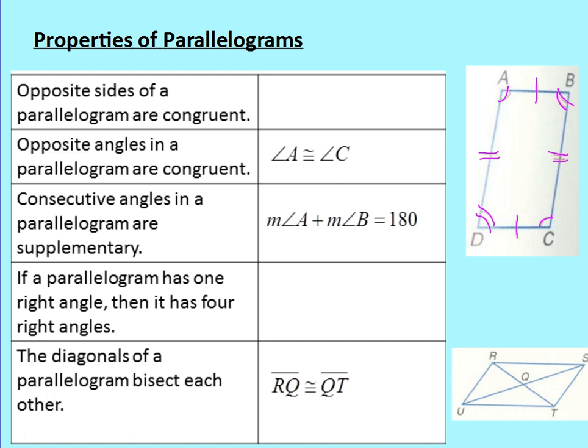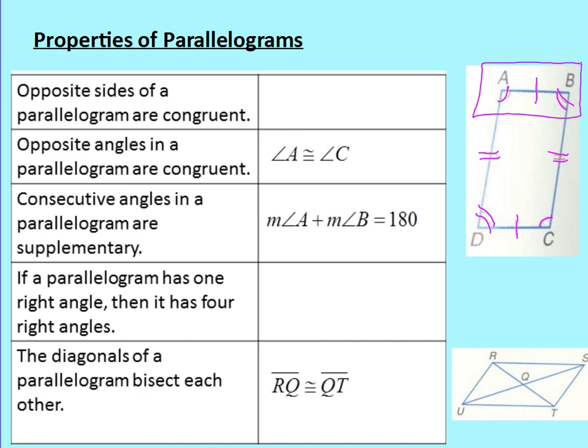Consecutive angles in a parallelogram are supplementary, which means they add up to 180. Consecutive means nothing separates them. So an example would be angles A and B. Angle A plus angle B will be 180 degrees.